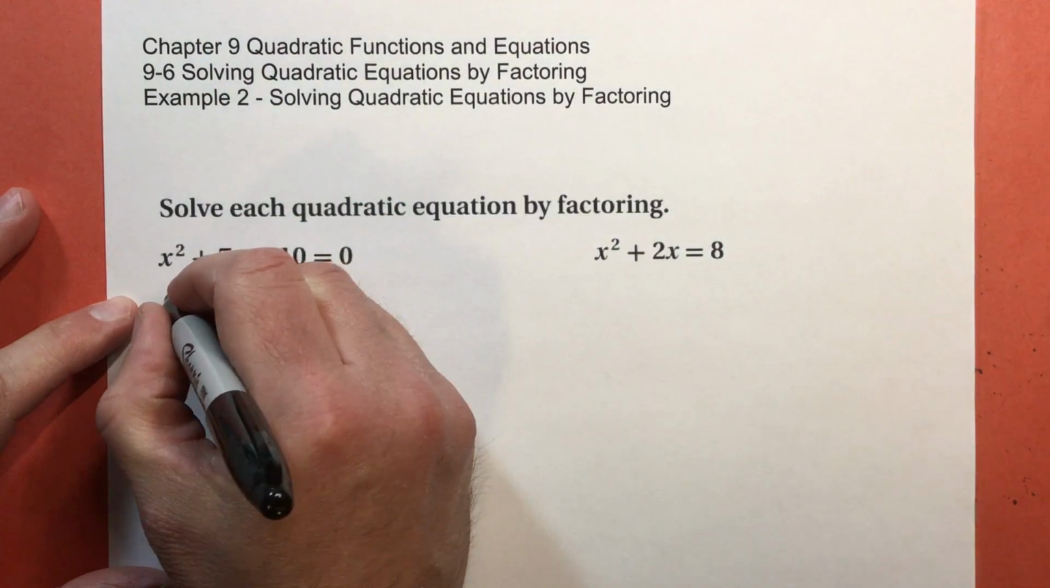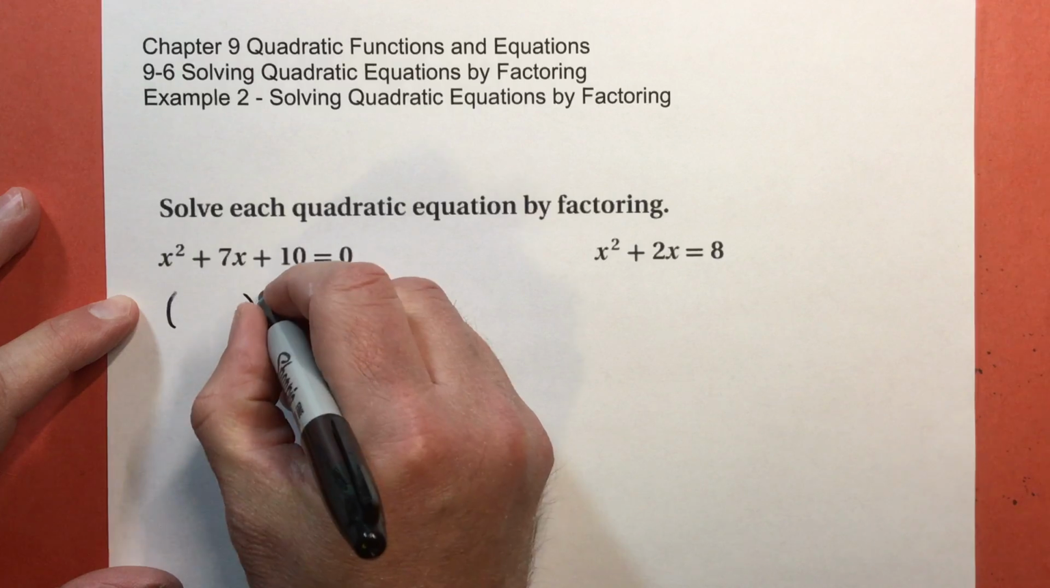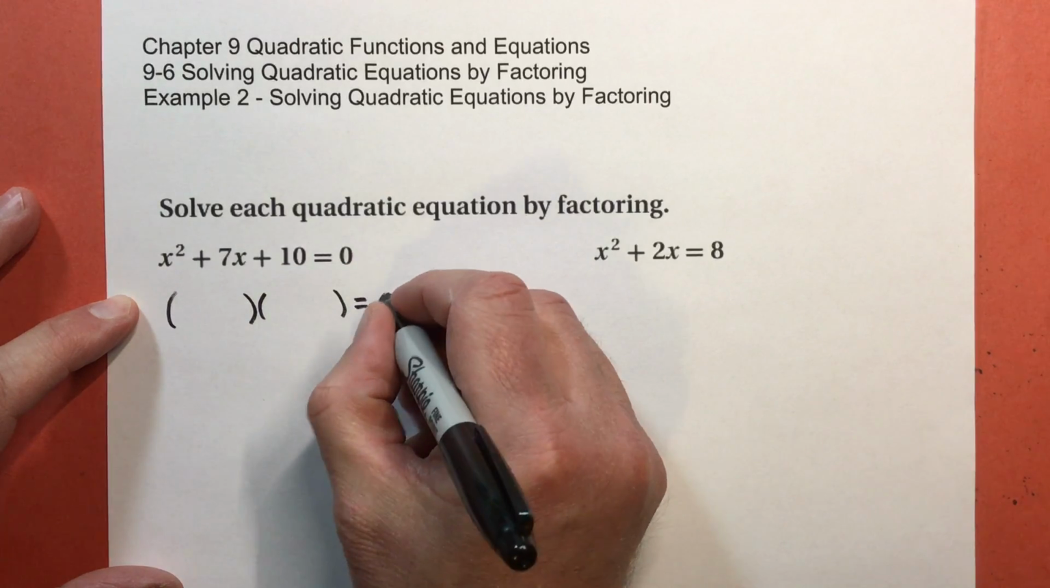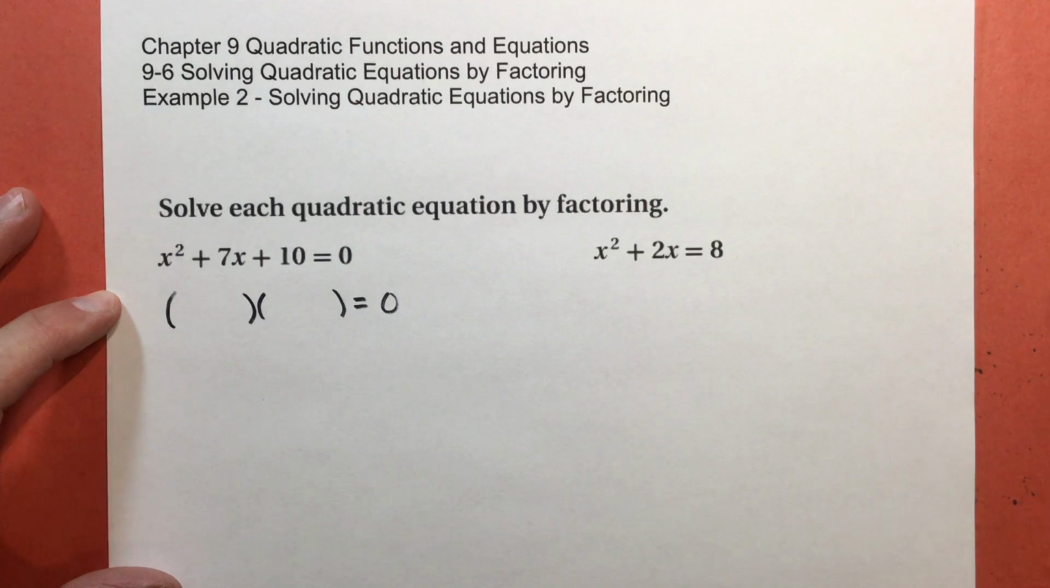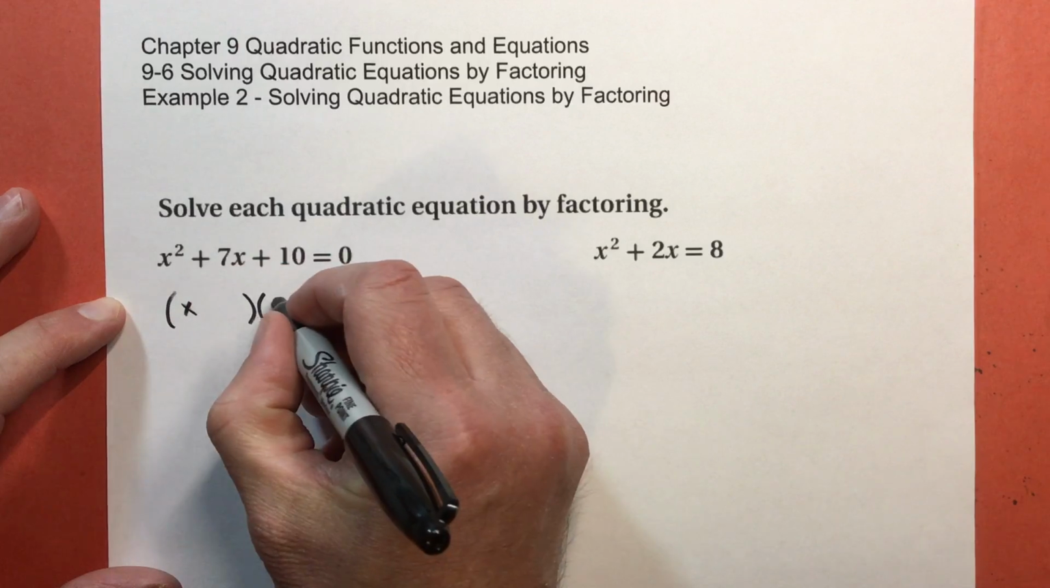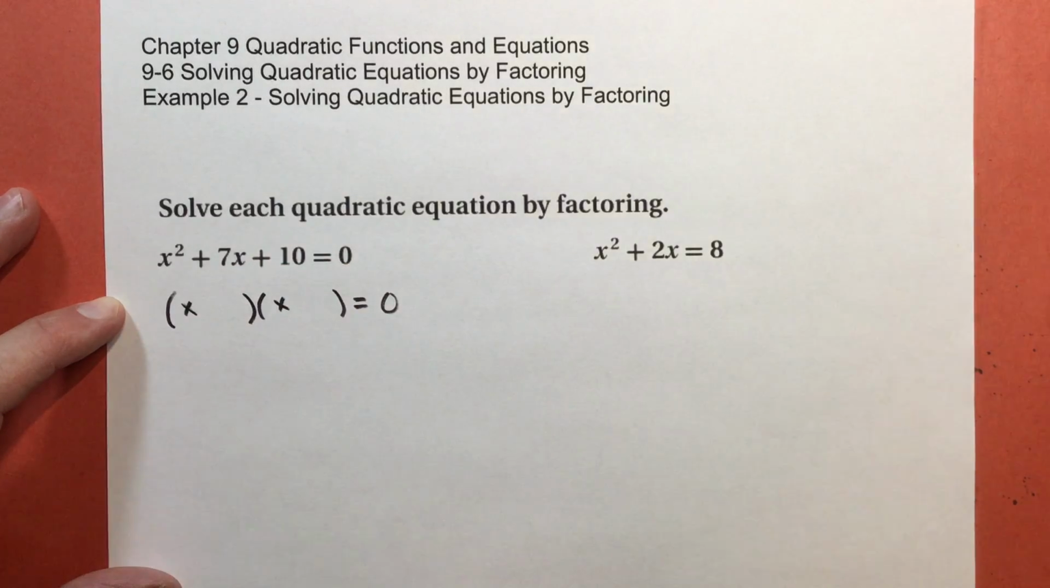I want to factor it, which means I'm going to have parentheses, and it's going to equal 0. So something times something equals 0. That's going to give me my zero product property. So now, I know that x times x equals x squared. I got that. And if you want to make your multiplication chart, go for it. That's fine. This one's kind of easy to do in our head, so I'm not going to.